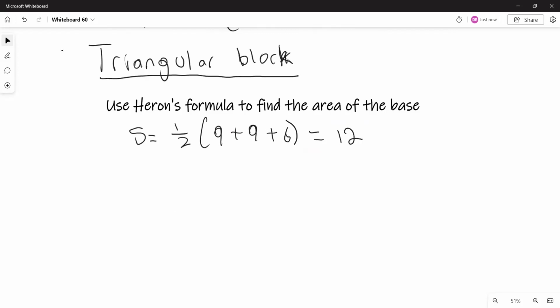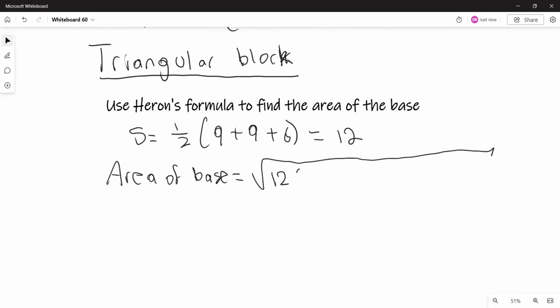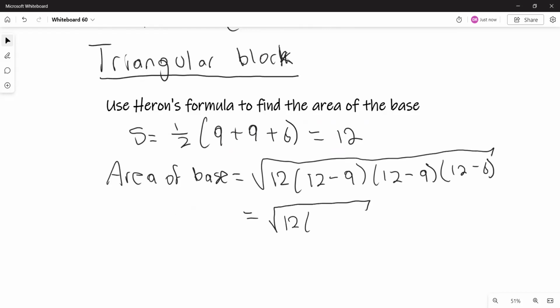The area of the base is going to be the square root of S times S minus 9, S minus 9, and S minus 6. So that is 12 times 3 times 3 times 6. The square root of 12 times 3 times 3 times 6, which is equal to 684.